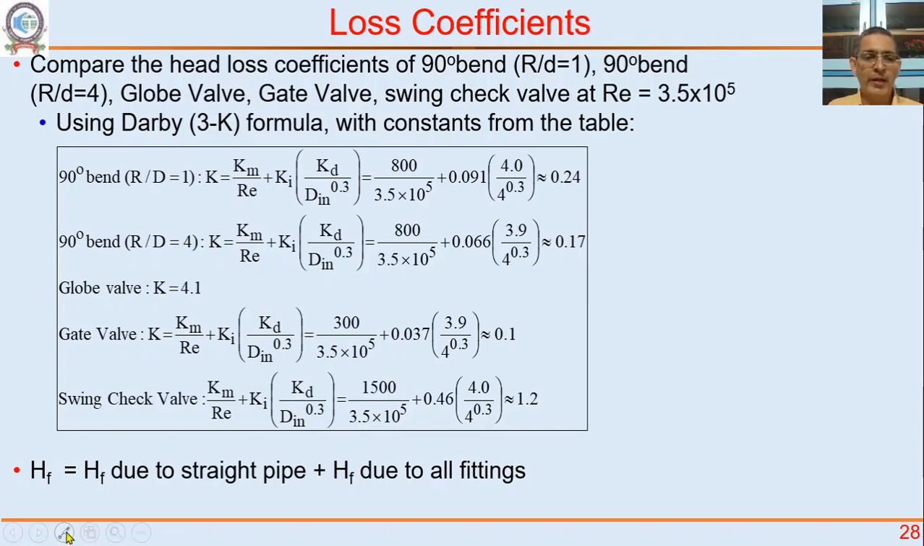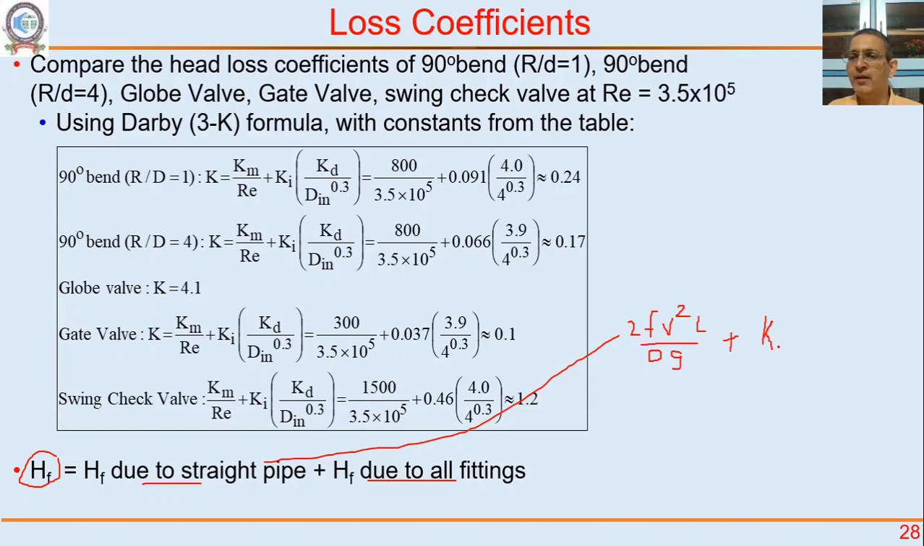So how are we going to incorporate this in our calculations? Either we are going to say that HF is due to straight pipe plus head loss due to all fittings. So HF we can calculate in two ways. One way would be HF for the straight pipe. What is the straight pipe? 2f v square L by D g. By this time it should be very clear to you. You would not want me to write 2f v square L by D g plus HF due to all fittings. So K, I can use K_i for the ith fitting, say fitting 1, 2, 3, 4, times half rho v square.